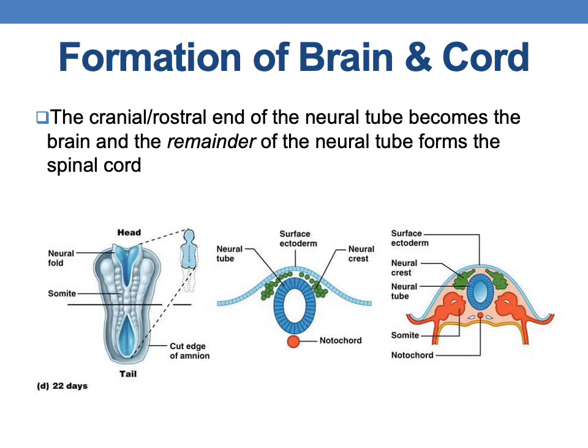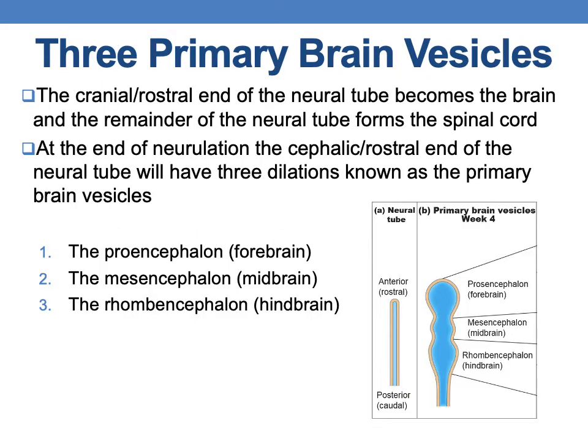The cranial, aka cephalic, aka rostral end of the neural tube becomes the brain, and the remainder of the neural tube forms the spinal cord. This is the end goal or the main goal of neuralization, the formation of the brain and the spinal cord. Oops, I'm repeating myself again with this slide. I apologize.